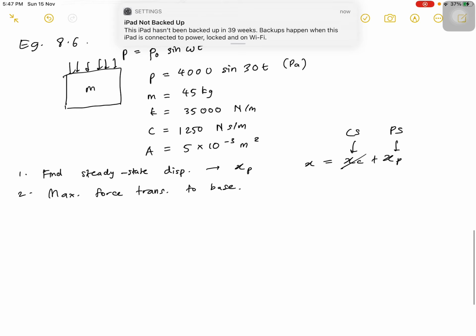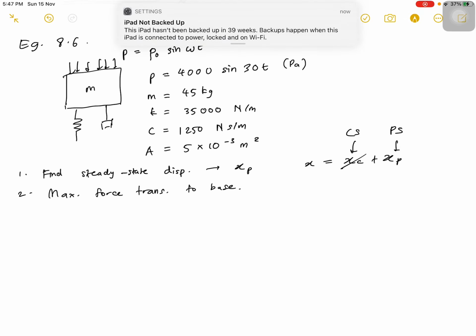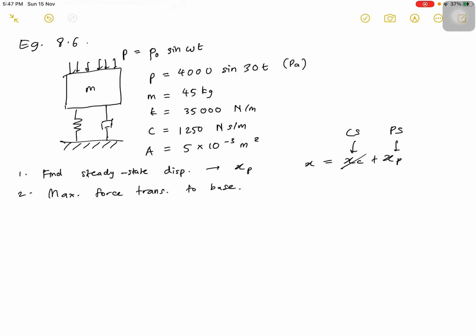Now we focus on the first one. Again, whenever we have, oh sorry, the diagram is incomplete. We have spring, we have dashpot, and we have base. Alright. So again, it's good practice if you draw the free body diagram and also the kinetic diagram. But I can skip that because I know already. So it's good for you to draw the free body diagram and kinetic diagram.